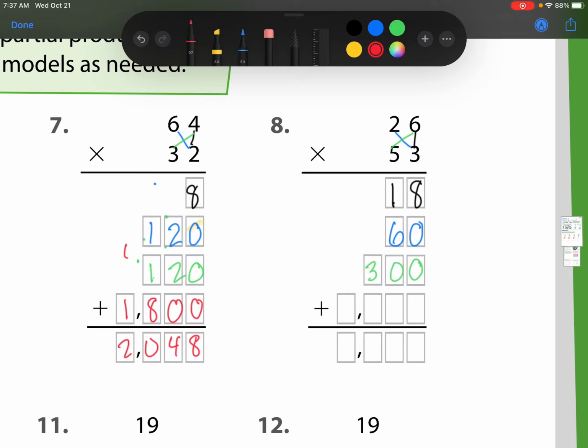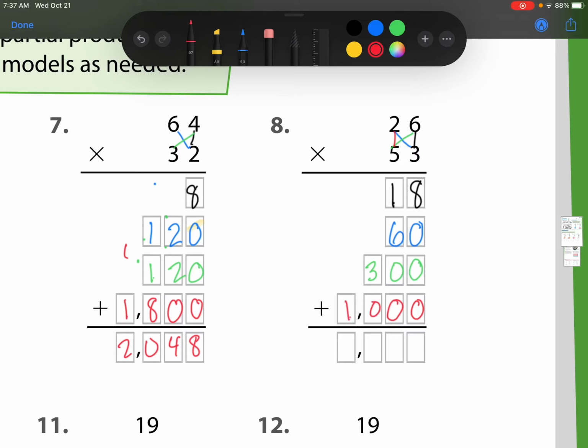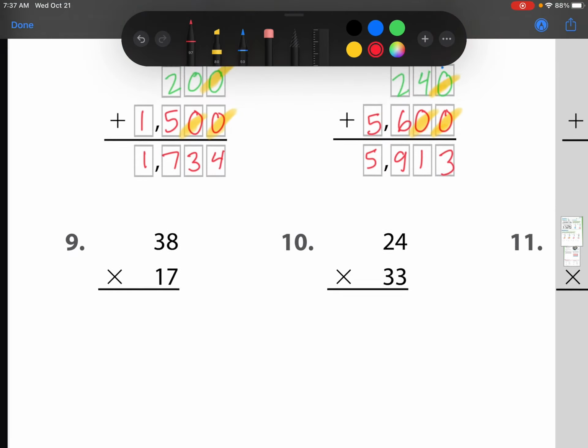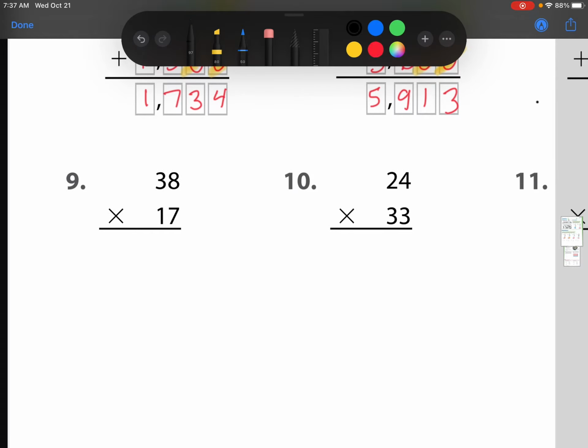And our last one, we have 50 times 20. 50 has a 0. 20 has a 0. So now my basic math fact is 5 times 2, which is 10. Add them up, and I get 1,378. Now this row, the only thing that's different is it doesn't have those boxes for me, but it's still going to follow that same format.